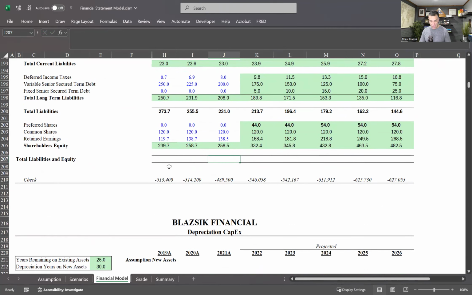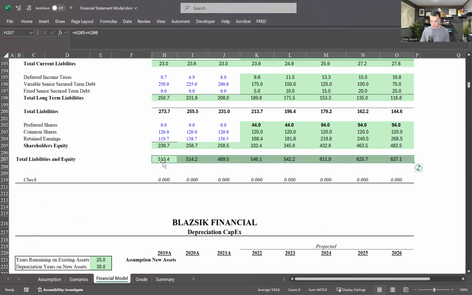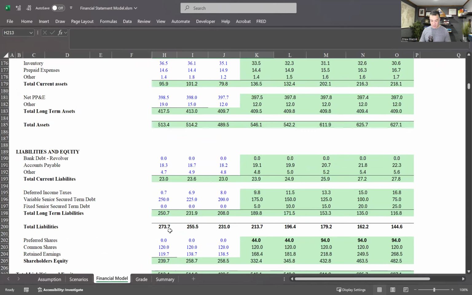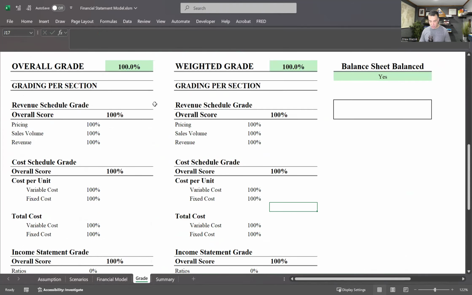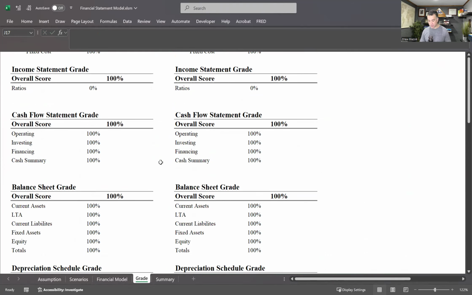That is correct. And next, what I want to do is add up our total liabilities plus equity. There's the total liabilities, and there's the equity. Add that up, have that go across our balance sheet balances. And just to make sure that looks correct, I'm going to go to the grade sheet. We're 100%, 100%. Everything looks good.